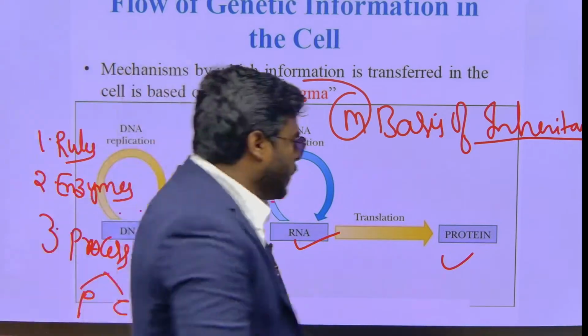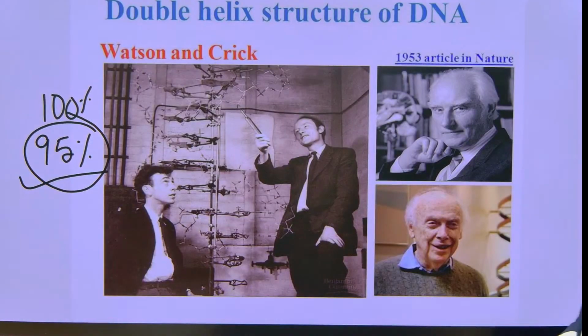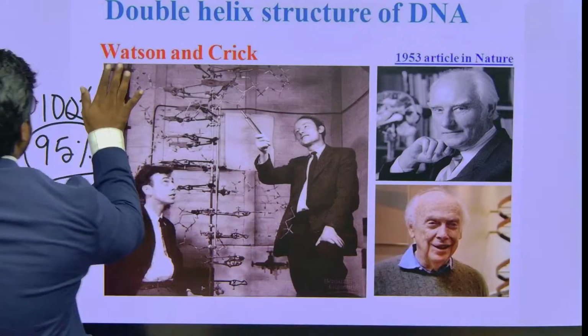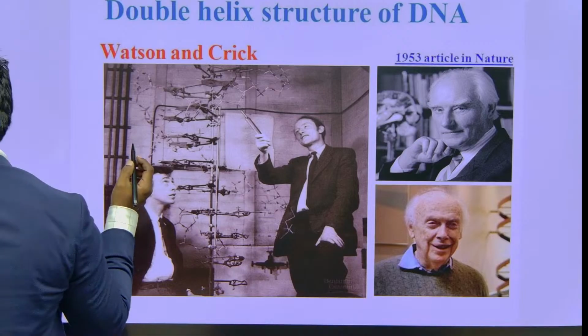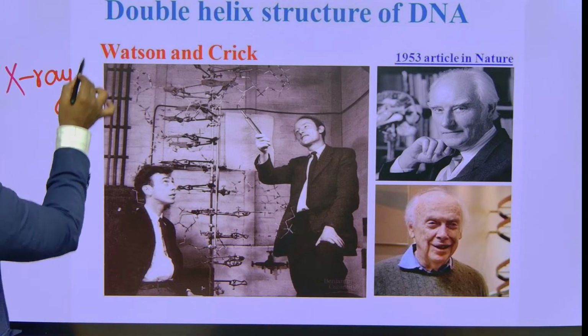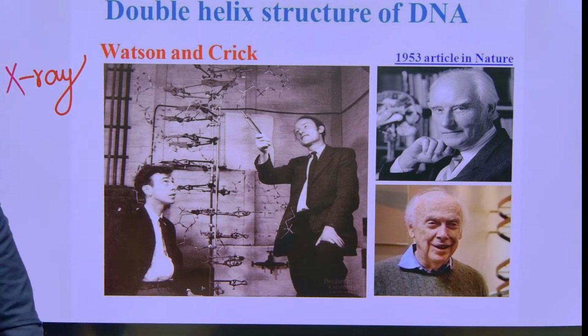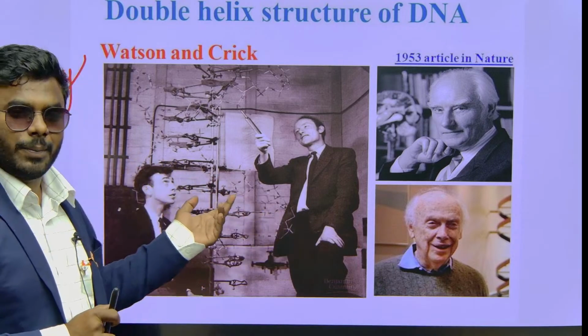Okay, so now you know very well, in the year 1953, James Watson and Francis Crick proposed the double helical structure of the DNA. Correct? With the help of what technique? With the help of the X-ray crystallography technique, which was taken by Rosalind Franklin and Maurice Wilkins. Later the Nobel Prize was shared among four people, right?